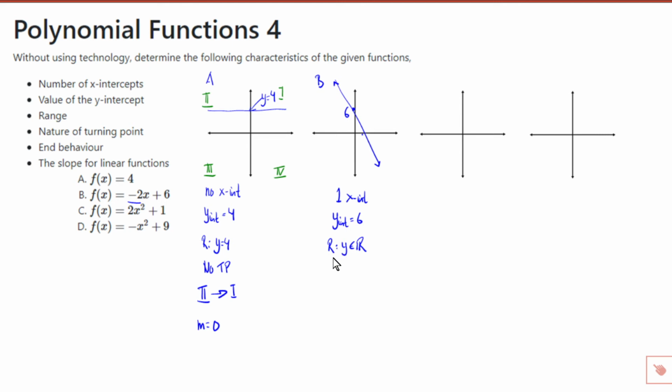Nature of the turning point, there is no turning point. End behavior, so it starts out in quadrant 2 on the left hand side, and then it ends up in quadrant 4 on the right hand side. And then we have the slope. It's a linear function, so the slope here is going to be negative 2.